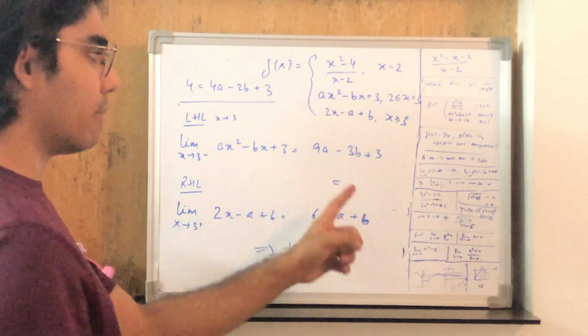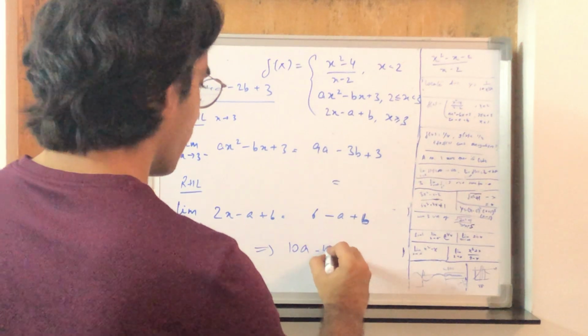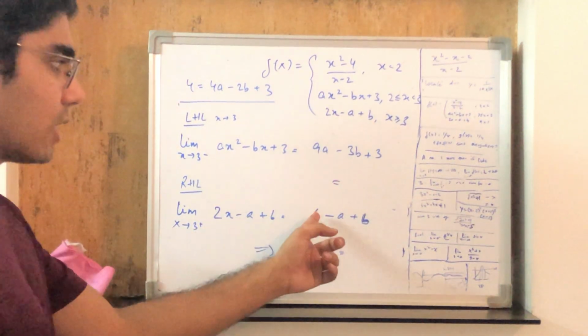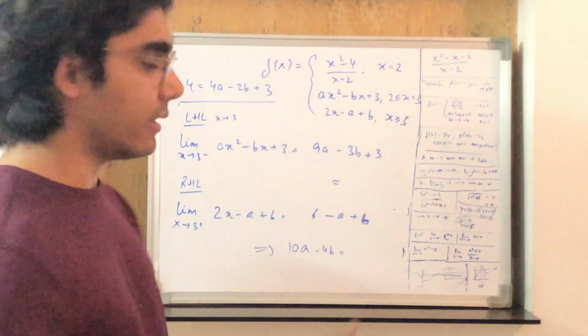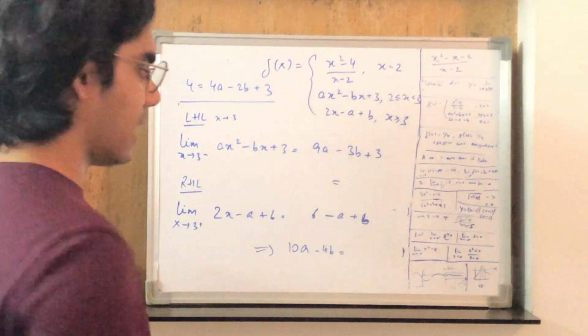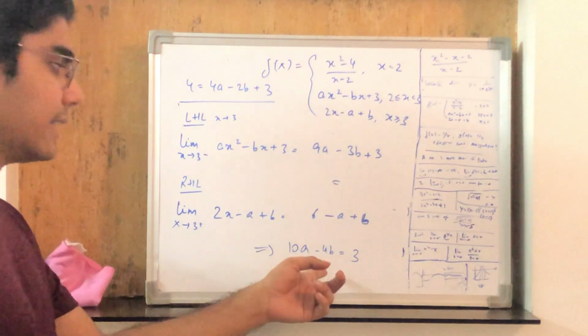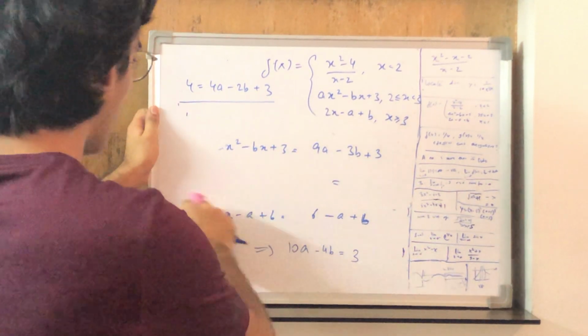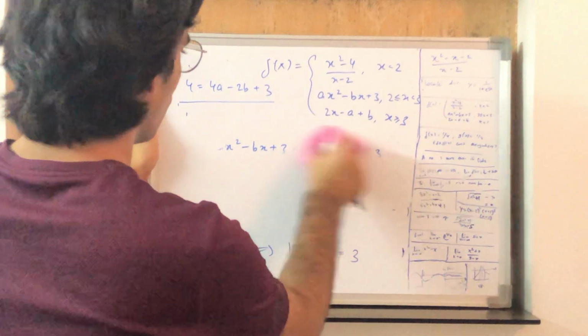B to that side, minus 3b minus b is going to give me 4b. And then, I have 6 on this side. I send 3 to the other side, so that becomes negative 3 now. And that's 3. So this is the other equation that I have. Now, I have 2 equations and 2 variables, right?